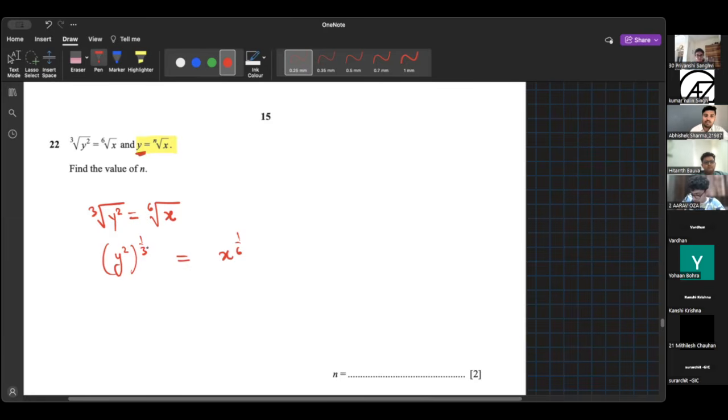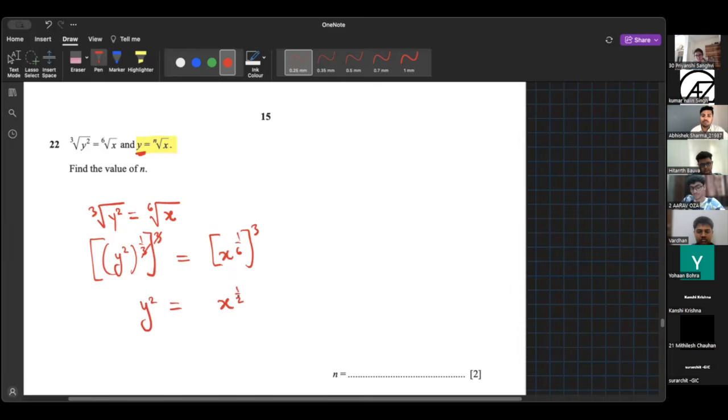So first, how can I reduce the power of 1 by 3? By multiplying the power of 3 both sides like this. So this 3 and 3 will cancel out. So we'll get y square is equals to x to the power 3 upon 6. 3 upon 6 is 1 upon 2.